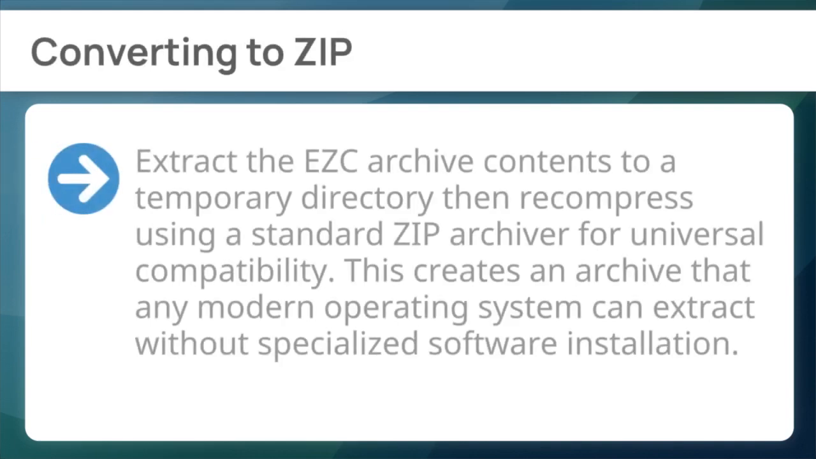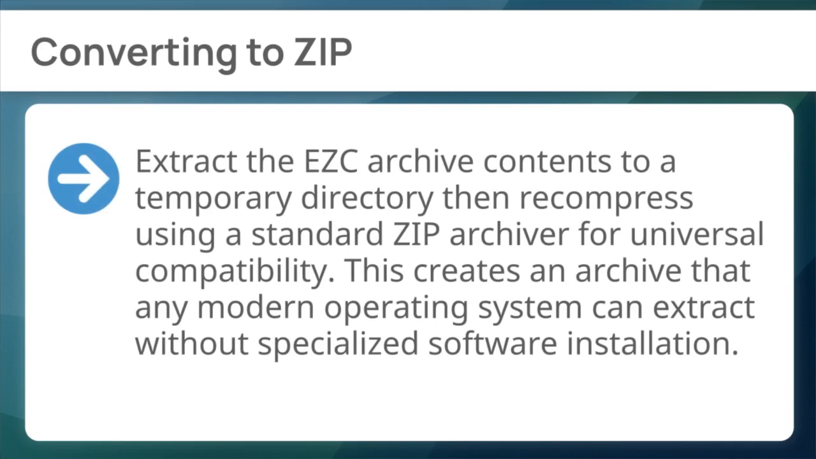Finally, converting to zip. Extract the EZC archive contents to a temporary directory, then recompress using a standard zip archiver for universal compatibility. This creates an archive that any modern operating system can extract without specialized software installation.